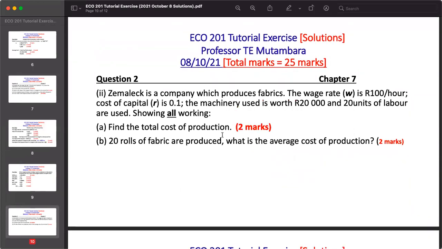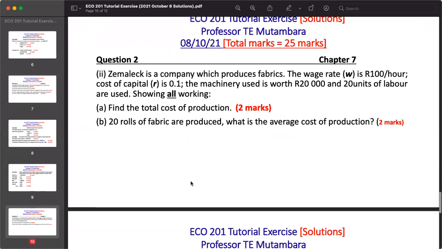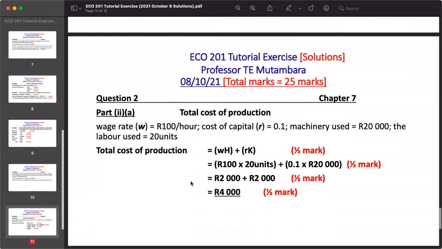Then for question 2, you have a company which produces fabrics. The wage rate is 100 an hour. The cost of capital is this. The machinery used is that, and the labor used is that. Pay attention to all the details that are being given to you. Let's start with looking at the total cost of production and moving on to the average cost of production if we have a specific number of rolls, fabric rolls produced.